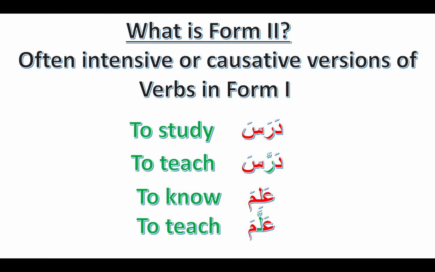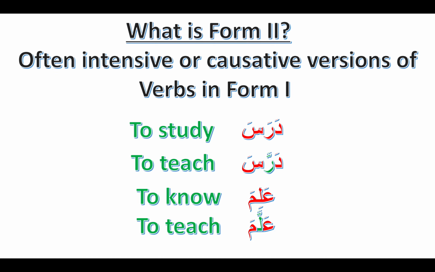So in Arabic, there are many different verb forms. However, it is common to learn the first 10 verb forms, as these are the most common. Now, what is Form 2? Form 2 is often, but not always, an intensive or causative version of a verb in Form 1. However, sometimes a verb doesn't have a form in Form 1. It just appears in Form 2 and other forms. Let's see some examples to illustrate this.